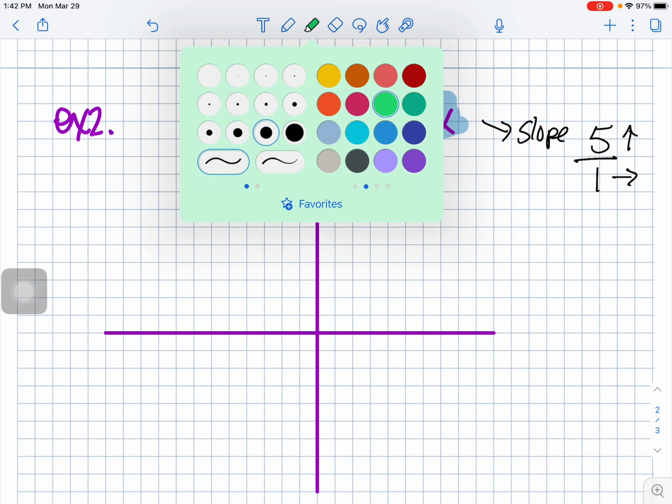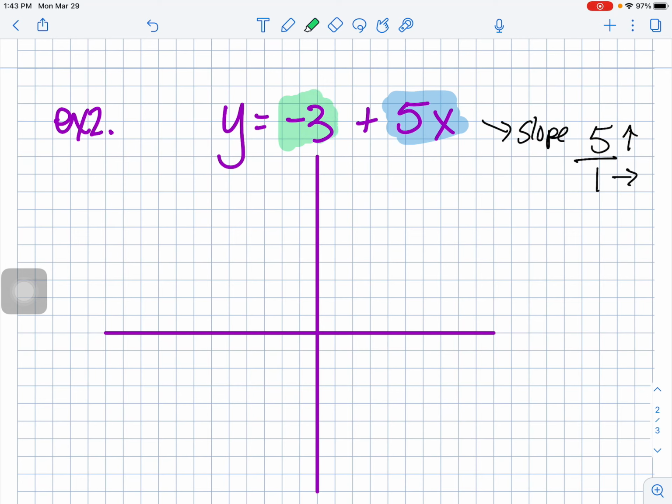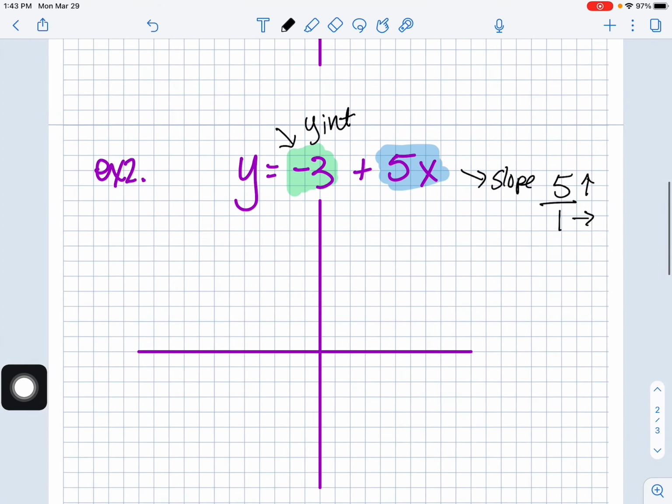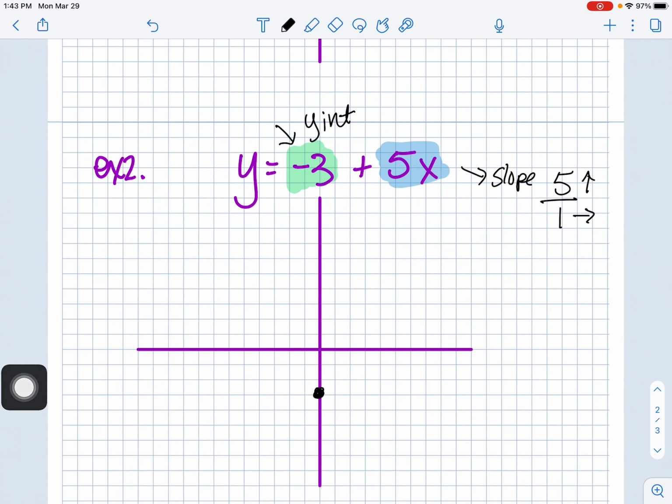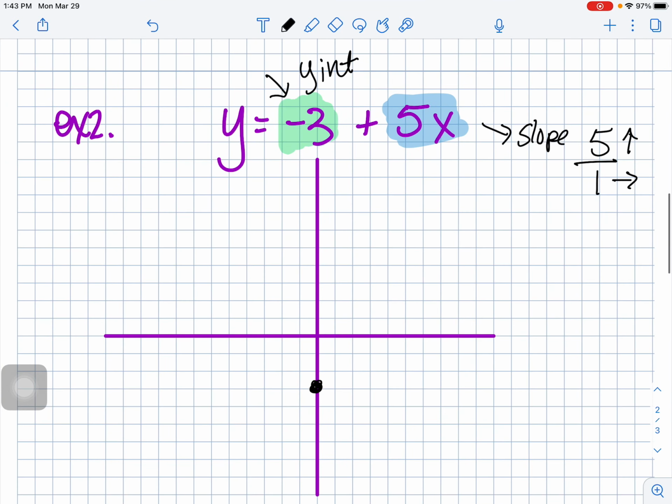And since -3 is all by itself, that's my constant, that's my y-intercept. The y-intercept is always on the y-axis. So I need to find where -3 is on the y-axis. I'm starting at the origin, and I'm going to go down 3: 1, 2, 3. This is my y-intercept. All right, so I've got my y-intercept completed, and I just need to do my slope, which was rise 5, run 1. Up 1, 2, 3, 4, 5, to the right 1. Up 1, 2, 3, 4, 5, to the right 1.